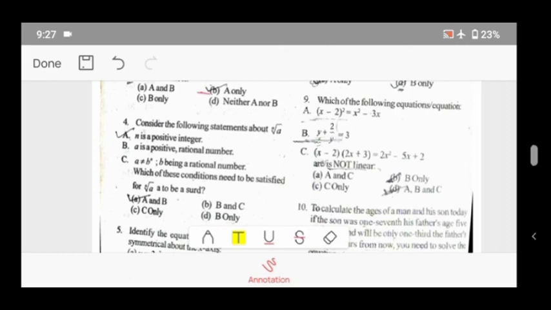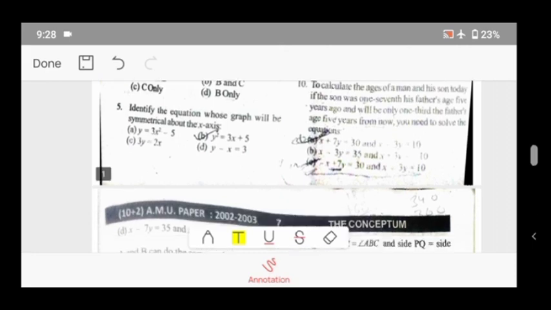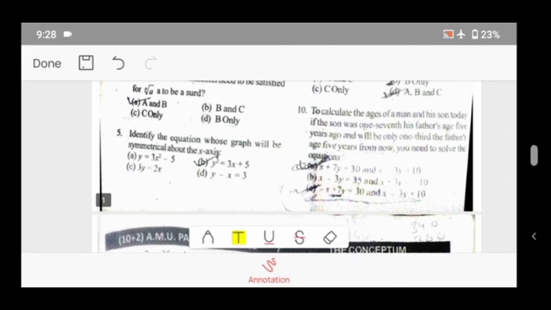Tenth one, to calculate the age of the man. First of all you have to calculate the age of the man and his son. Then whatever you get, the answer is C.